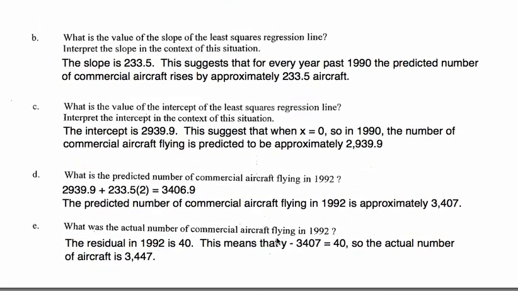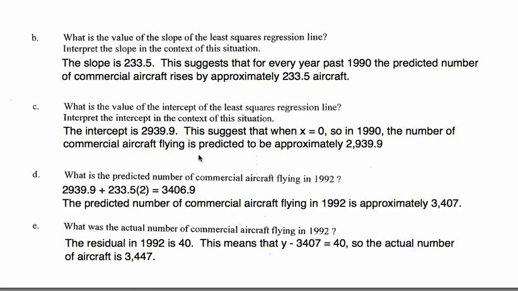So now I can solve this really simple equation. The actual value minus the predicted value, notice that predicted value we found in part D, should equal the residual's value of 40. So again, showing this simple amount of work is really important when you're solving a question like this. So hopefully solving that shouldn't be particularly hard. The actual number of aircraft would have been 3,447.